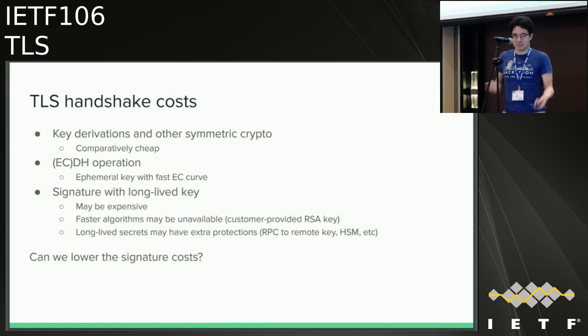For instance, if you're a hosting provider, the customer may have provided you an RSA key, so you don't get to use any nicer elliptic curve algorithm. Also, it's a long-lived secret, so you may apply various measures to protect it. Maybe you RPC to some remote thing, maybe you stick it in some hardware thing, and these things make it more expensive. And so, can we lower the signature costs?